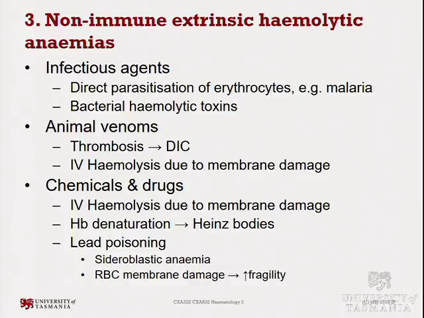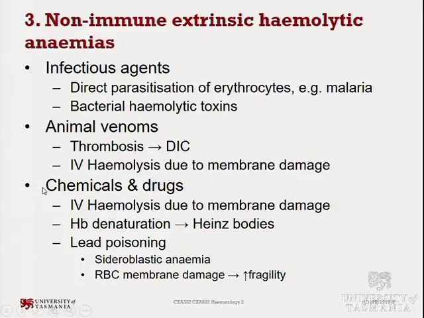Bacterial hemolytic toxins, particularly from Clostridium species, are able to directly hemolyse red cells. And then we've got our animal venoms. Animal venom such as snake venom doesn't directly hemolyse red cells, but it does cause thrombosis and DIC, and therefore a microangiopathic hemolytic anemia. And then spider venom, bee stings, wasps, scorpions, they actually do membrane damage. So they damage the red cell membrane, causing intravascular hemolysis.